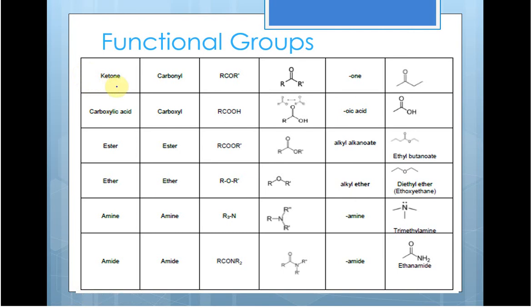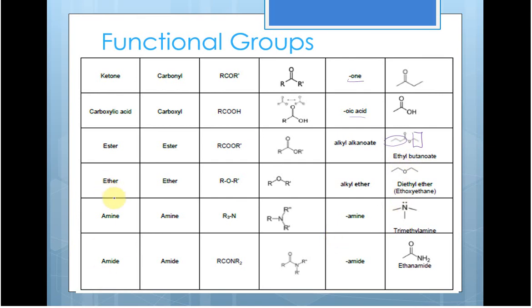Same thing here. Ketones end in -one. Carboxylic acids end in -oic acid. Esters are probably the one that trips up the most people. Here you're going to name the side attached to the oxygen, and then you're going to name the side after that as well. You're going to name it as an alkyl alkanoate. So this has an ethyl group, and this has 4 carbons on the other side of the carbonyl carbon, so it's butanoate.